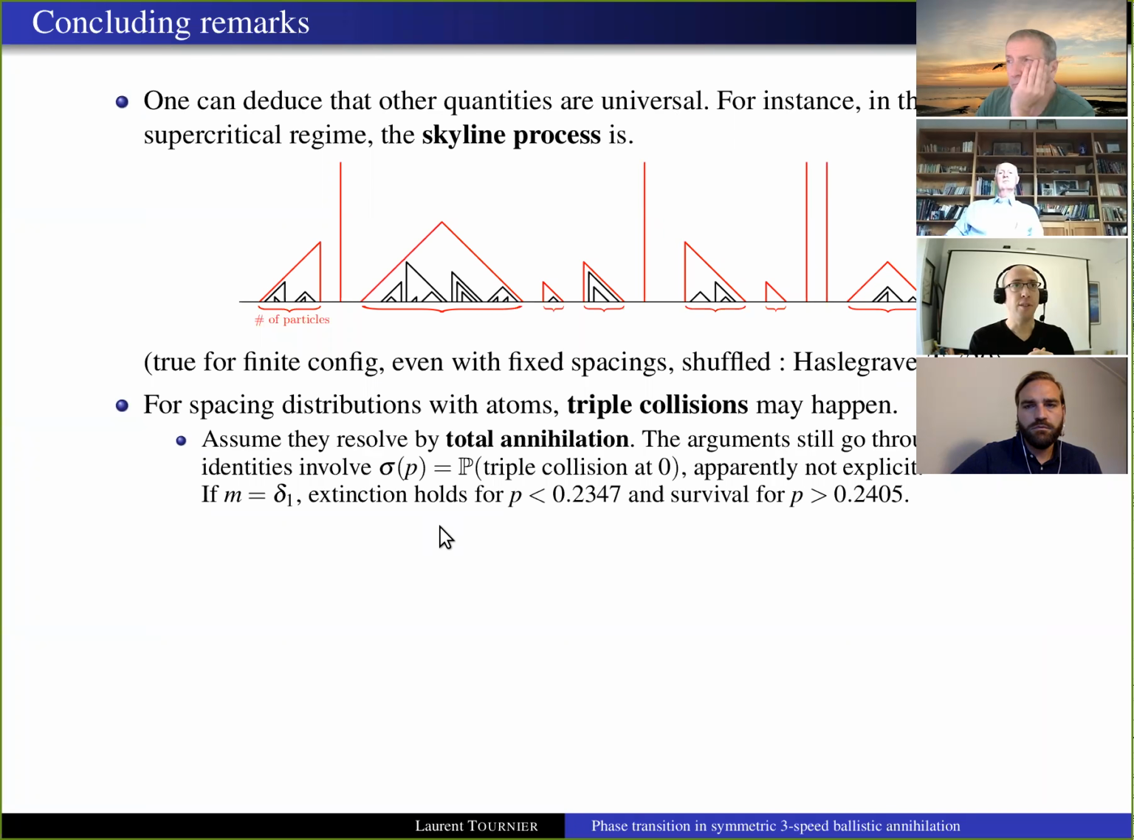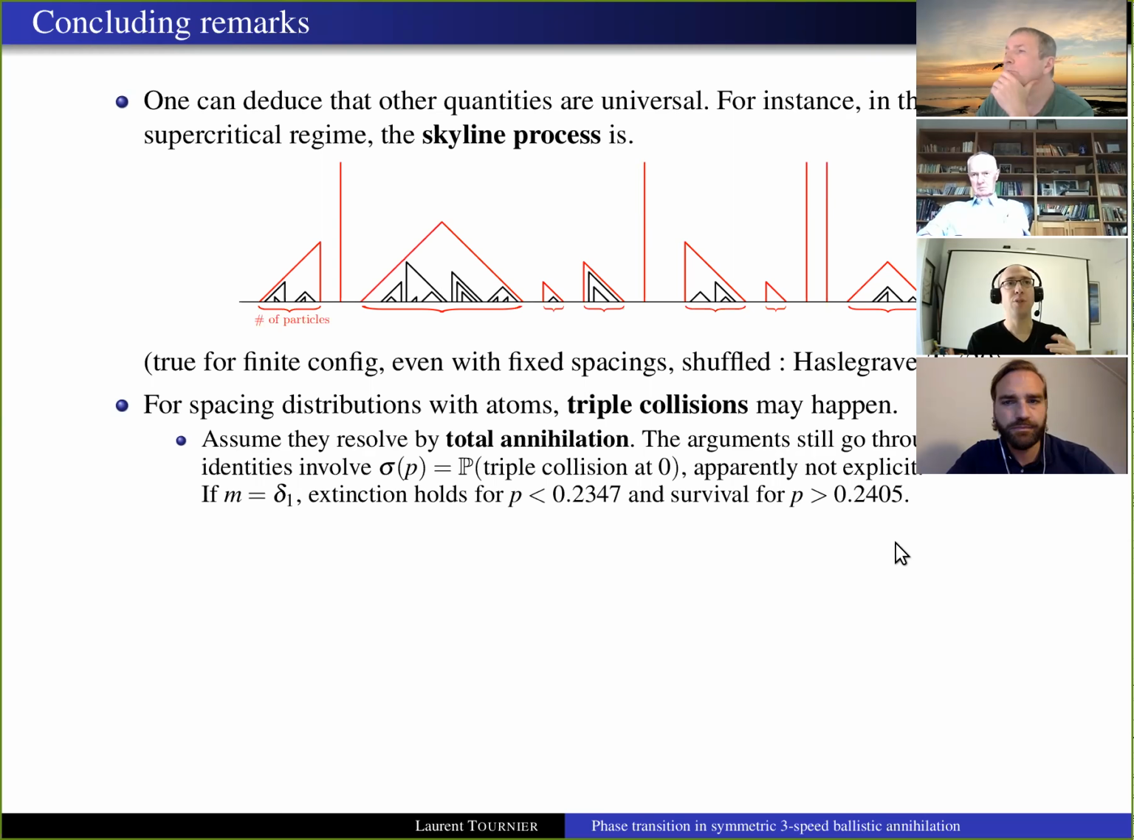In this case, you can still go through the same arguments, the one that I explained in detail using symmetry about Q, except that there is some quantity that you cannot compute. Obviously, there is a triple collision at 0, but still you can approximate this quantity and get bounds. So for instance, you get that if you take unit interdistances, then you get extinction for p smaller than 0.23, and survival for p larger than 0.24. So in particular, the critical probability is not 1/4 anymore, but you can approximate.